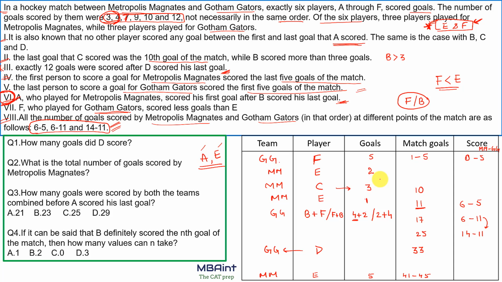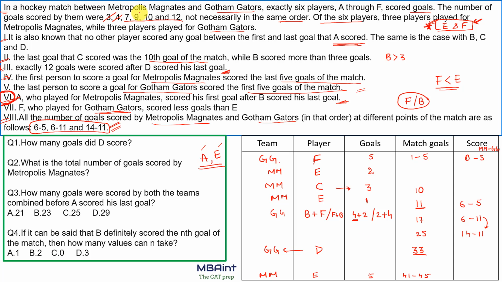That's why. Now we are a little stuck at this point, but let me make it very clear. We have seen that we have used 3, we have used 4. These are the numbers which are left. Now if we look into D, we know that the 33rd goal was the last goal for D.